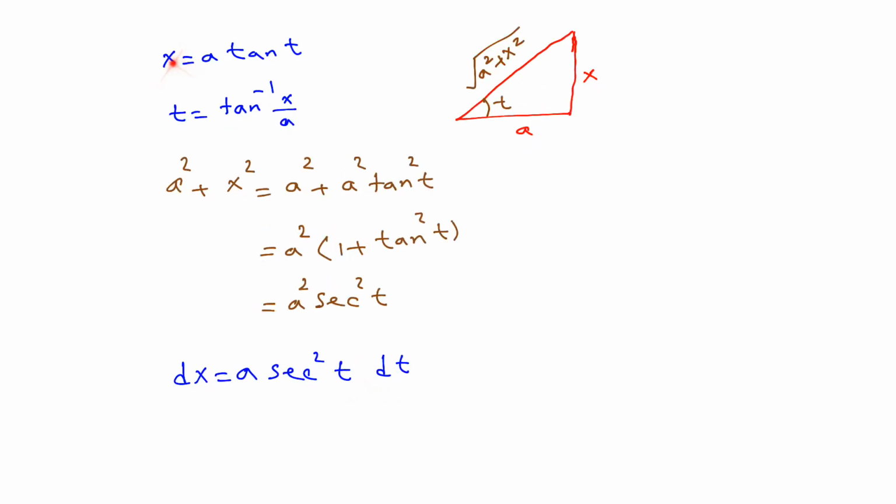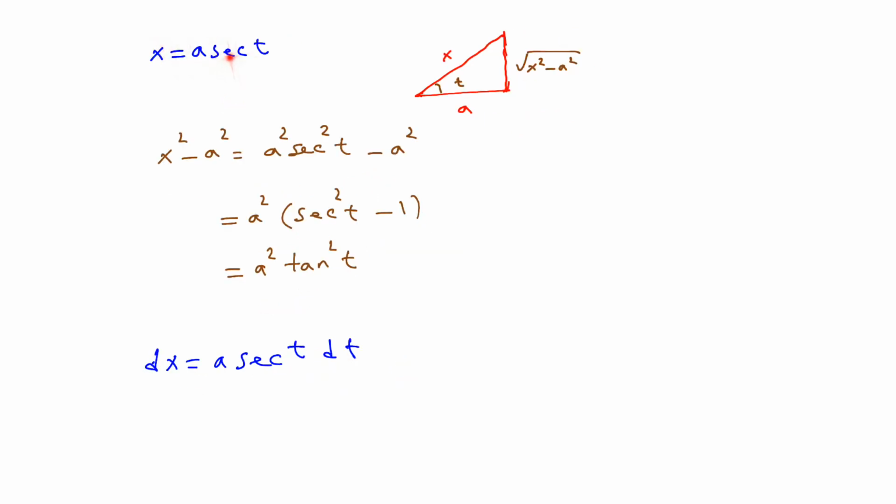If we assume x equals a tan of t, t would be tan inverse of x over a. Tan of t is x over a. a2 plus x2 is a2 times 1 plus tan squared, which is a2 times secant squared of t. And dx is a secant squared of t dt.